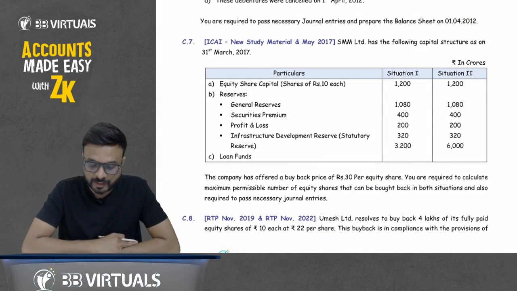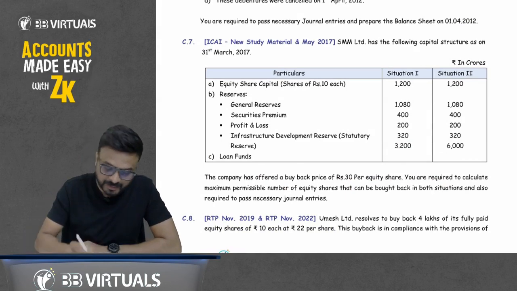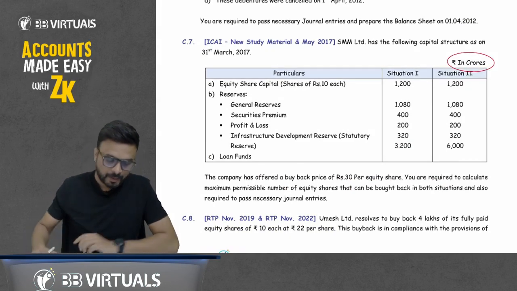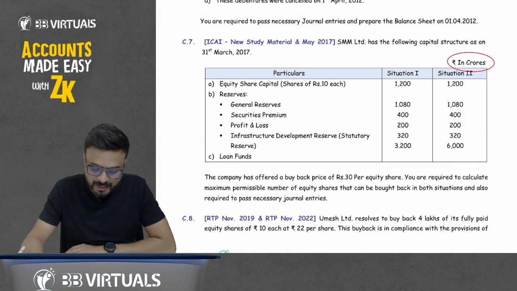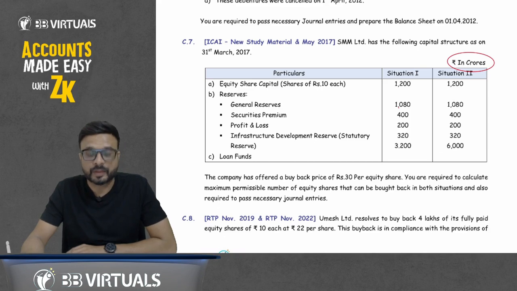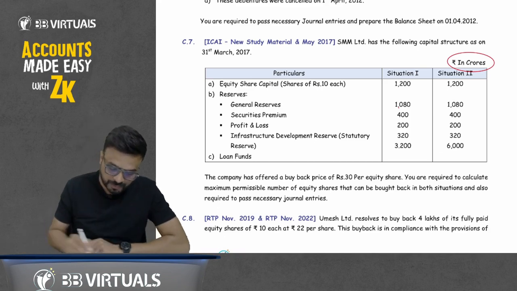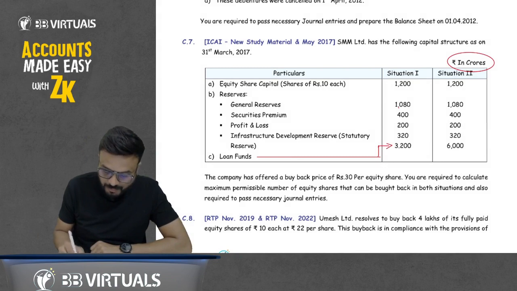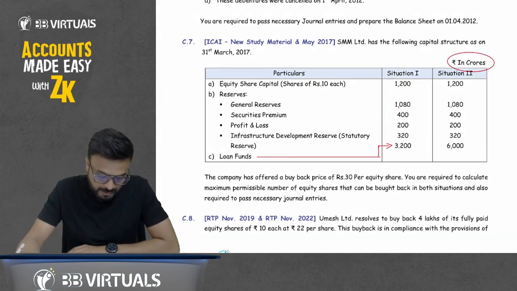SMM Limited has the following capital structure as on 31st of March 2017, rupees in crores. Equity share capital, shares of rupees 10 each, 1200. General reserve, 1080. Securities premium, 400. Profit and loss, 200. Infrastructure development reserve, statutory reserve, 320, and loan funds, 3200 and 6000. The company is offered a buyback price of rupees 30 per equity share.